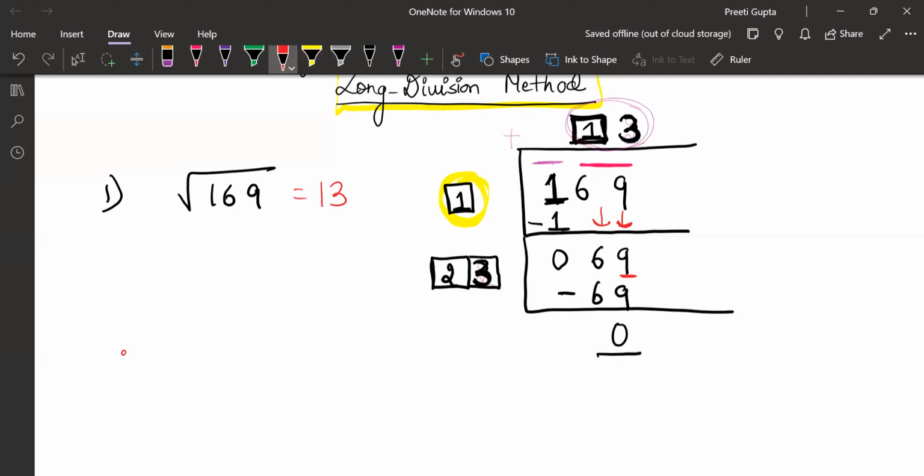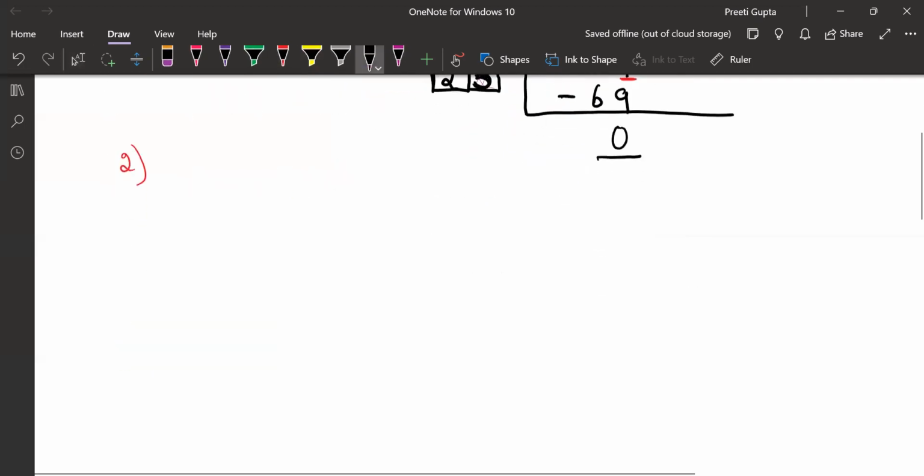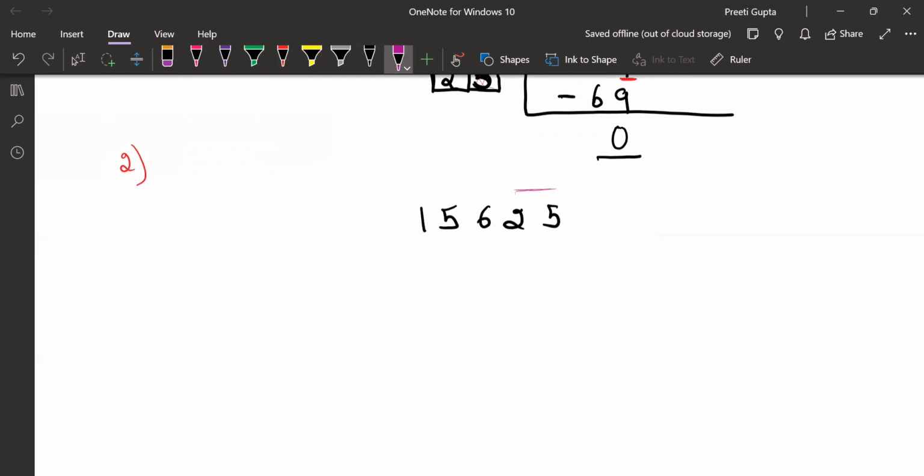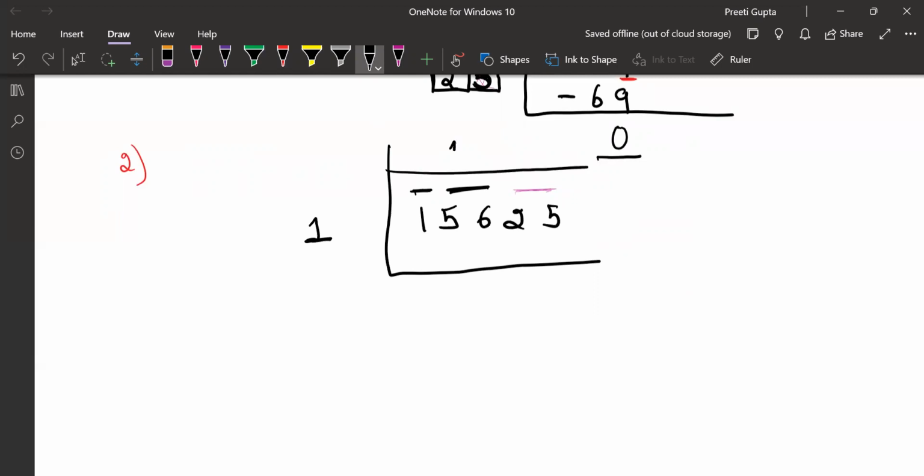Let me consider more examples now. 15625. So let's start making the groups from the backwards. 25 is group number 1, then 56, and then as you can see, 1 is left out. Now 1 is a square of 1. So I need to start with 1. So 1 ones are 1. Subtract. Then you need to carry forward the entire group, that is 56. So 1 minus 1 is 0.